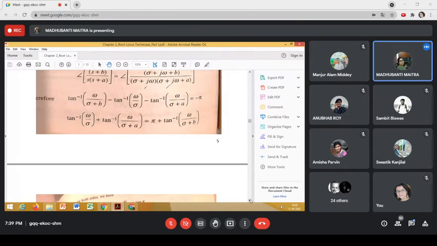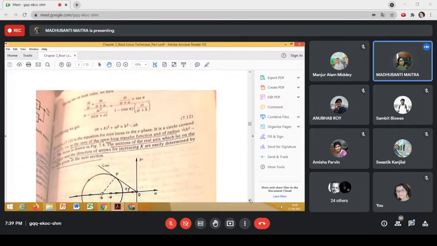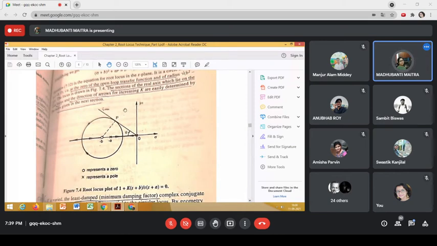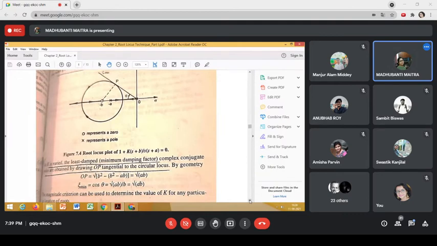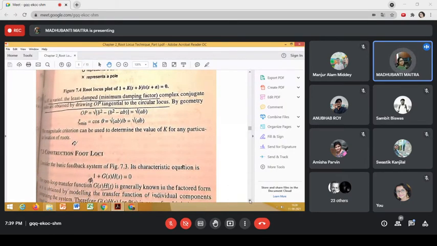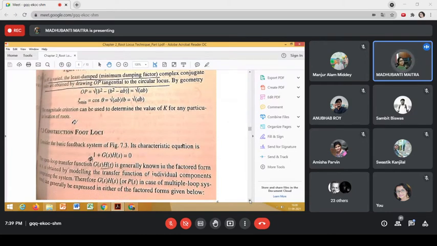So finally, you'll get the locus, which is basically a circle, and this is the sketch of the root locus. These are the two open loop poles. This is the open loop zero, etc. And again, you can find out the center and the radius of the circle. Now, construction of root locus.